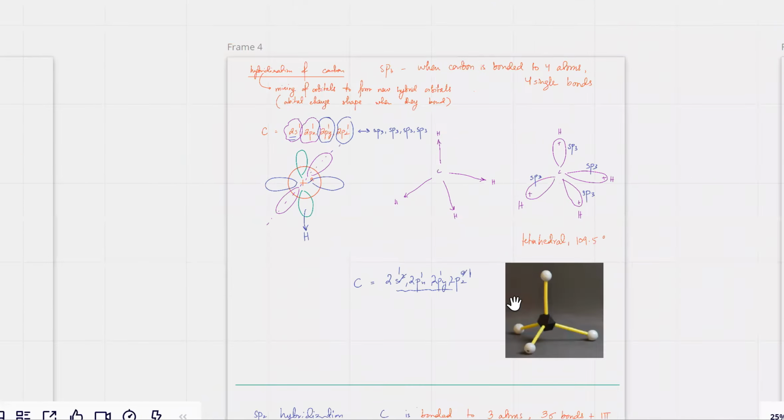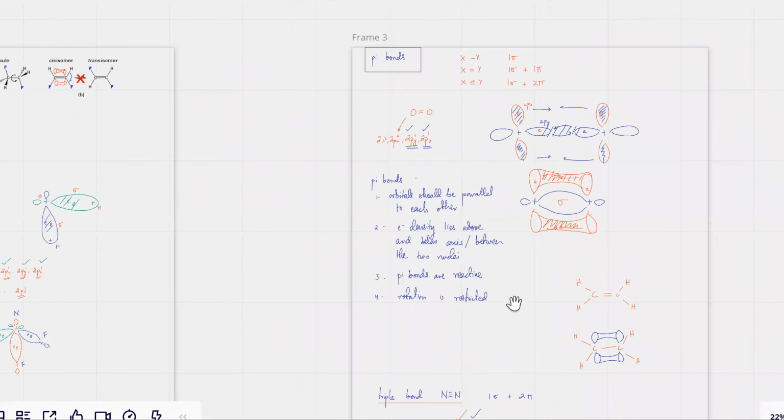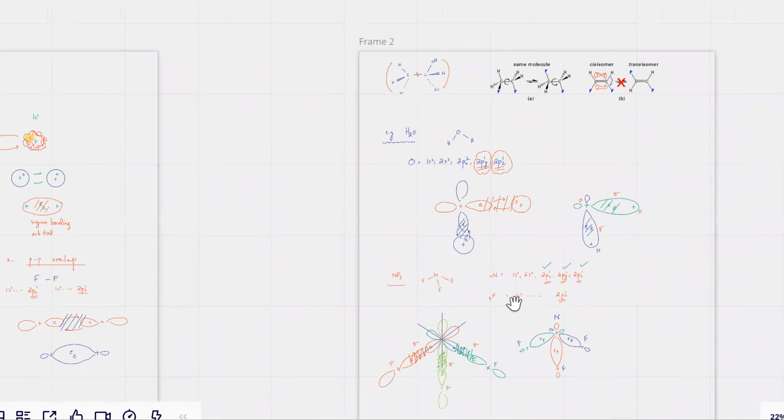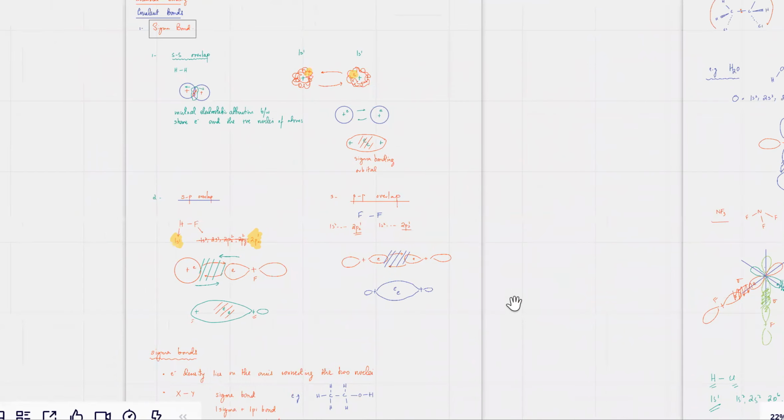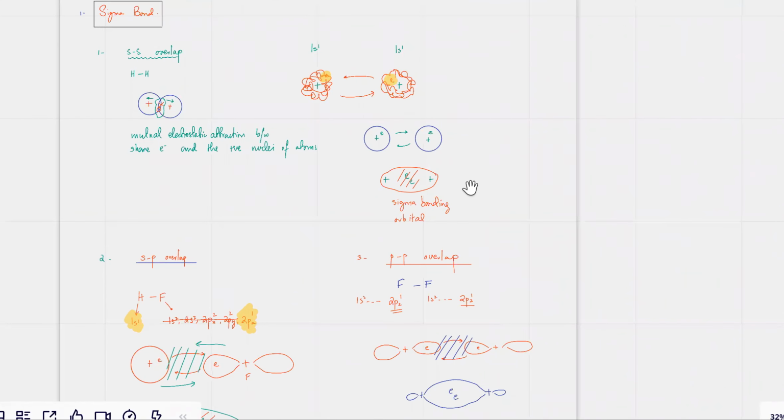So we talked about, just a quick recap, you had orbitals, and those orbitals would pull each other's electrons, and the electrons would start overlapping. So that was the formation of sigma bonds.